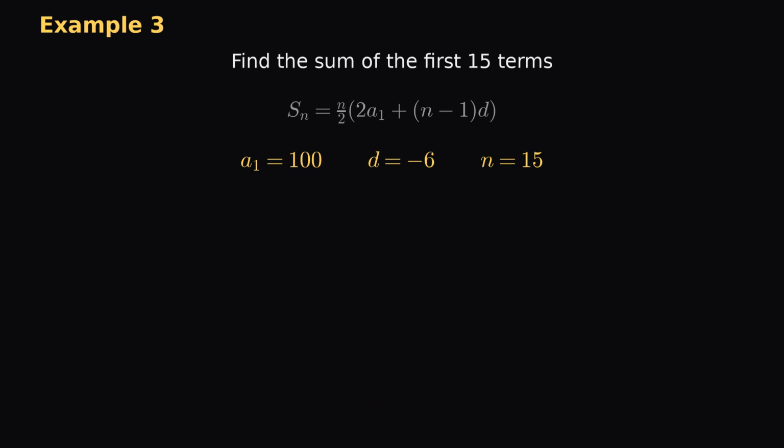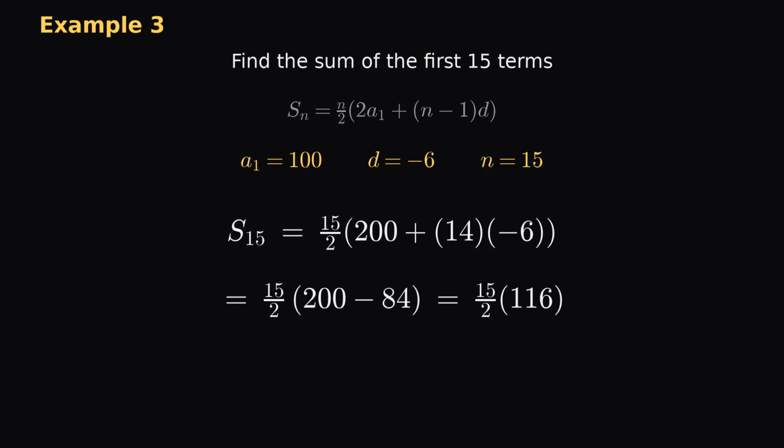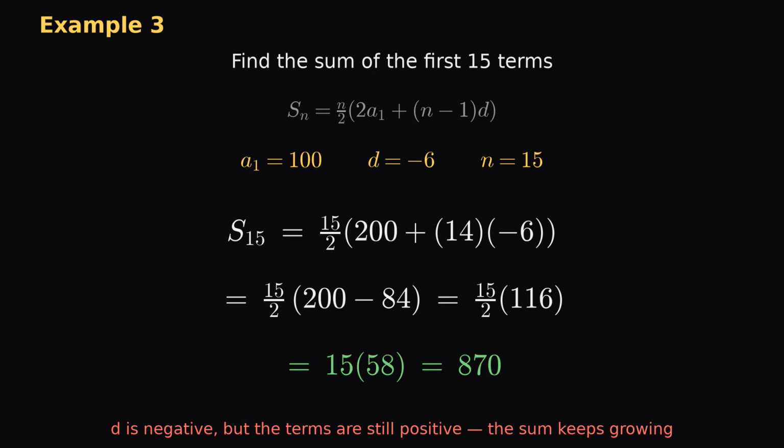Example 3. Find the sum of the first 15 terms, where a1 is 100 and d is negative 6. 15 over 2 times (200 plus 14 times negative 6). 14 times negative 6 is negative 84. 200 minus 84 is 116. 15 over 2 times 116 is 15 times 58. 870. And notice the sum still grows, even though d is negative, because the terms themselves are still positive.